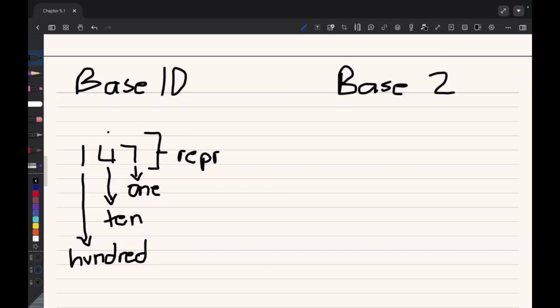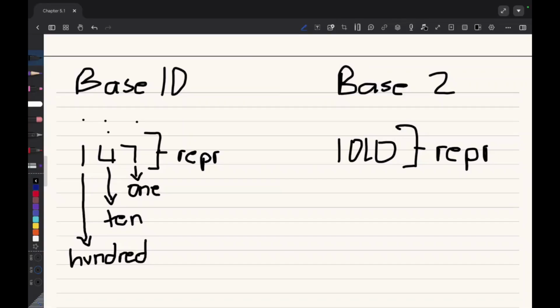So in base 10, we know that the first number on our right is our 1, followed by a 10 going to the left, then 100, then 1,000, a million, and so on. Now in base 2, we have this number, 1010. Now this is the representation again.